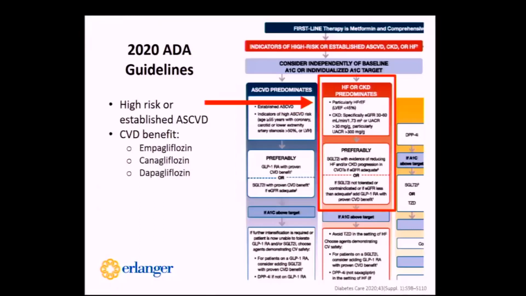And then if we jump over here, if the patient has heart failure or CKD that predominates, then they would benefit, and this is specifically heart failure with reduced ejection fraction, and specifically CKD with an eGFR between 30 and 60, or a urine albumin to creatinine ratio greater than 30. They would benefit from an SGLT2 inhibitor with benefits in those disease states, which would be empagliflozin, canagliflozin, or dapagliflozin.